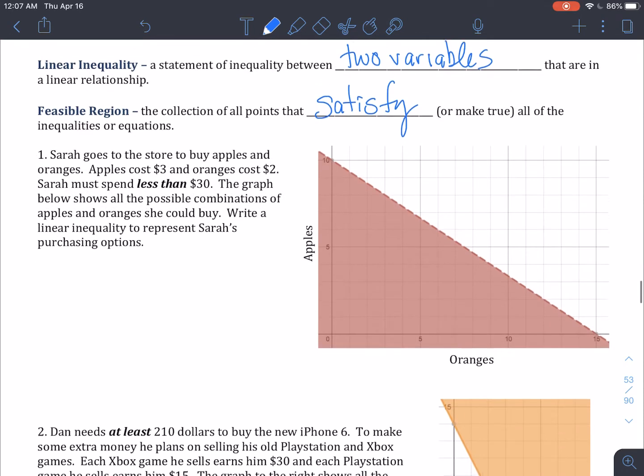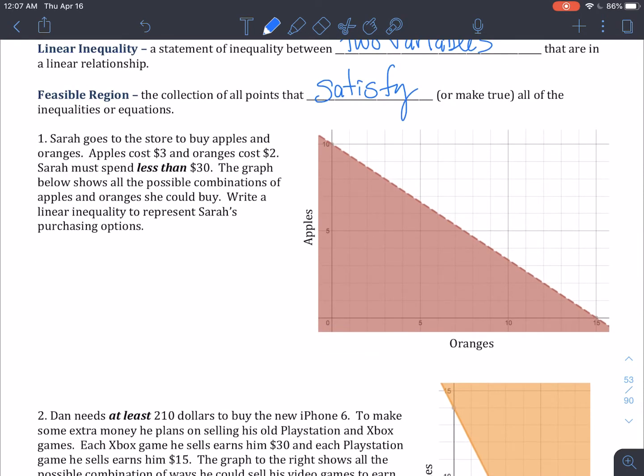It's a word problem situation, and we've got a graph of a linear inequality already done for us, so we're going to try to connect the two here. Number one says, Sarah goes to the store to buy apples and oranges. Apples cost $3 and oranges cost $2. Sarah must spend less than $30. The graph to the right shows all the possible combinations of apples and oranges she could buy. Write a linear inequality to represent Sarah's purchasing options.